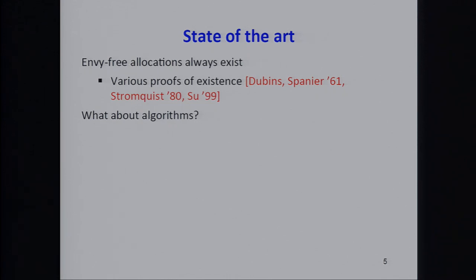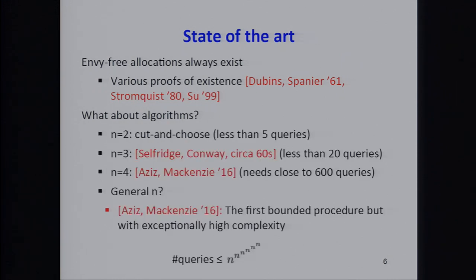There are various proofs of existence, but in terms of algorithms, it's a very bizarre situation. Up to 3 agents, the problem is trivial. For 4 agents, it was an open problem up until last year. And last year, there was the first algorithm that was proposed, requiring about 600 queries. And for general n, the current complexity is astronomically high.